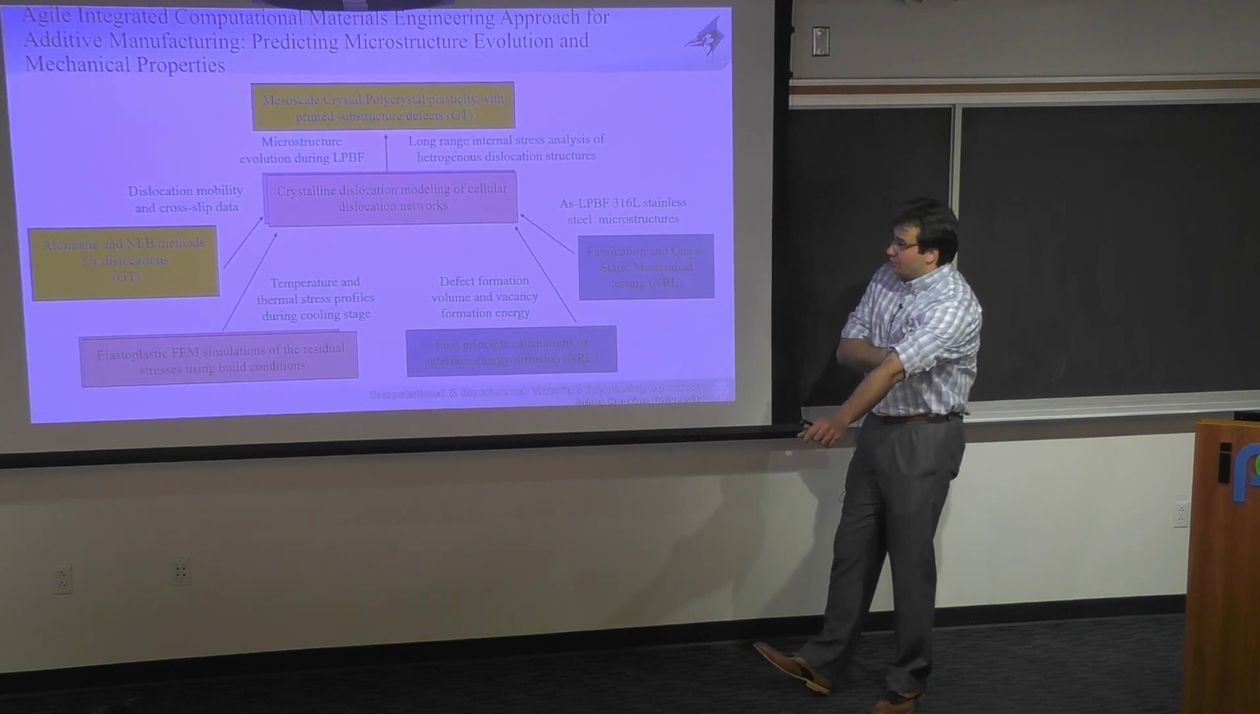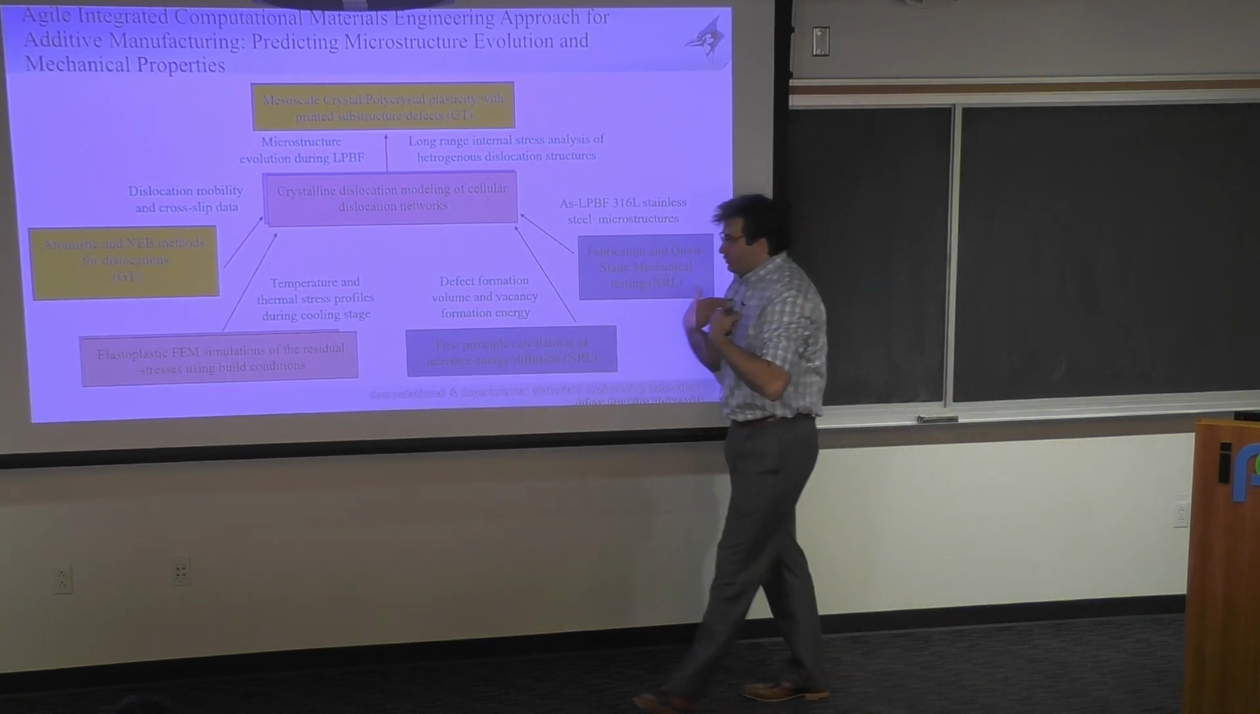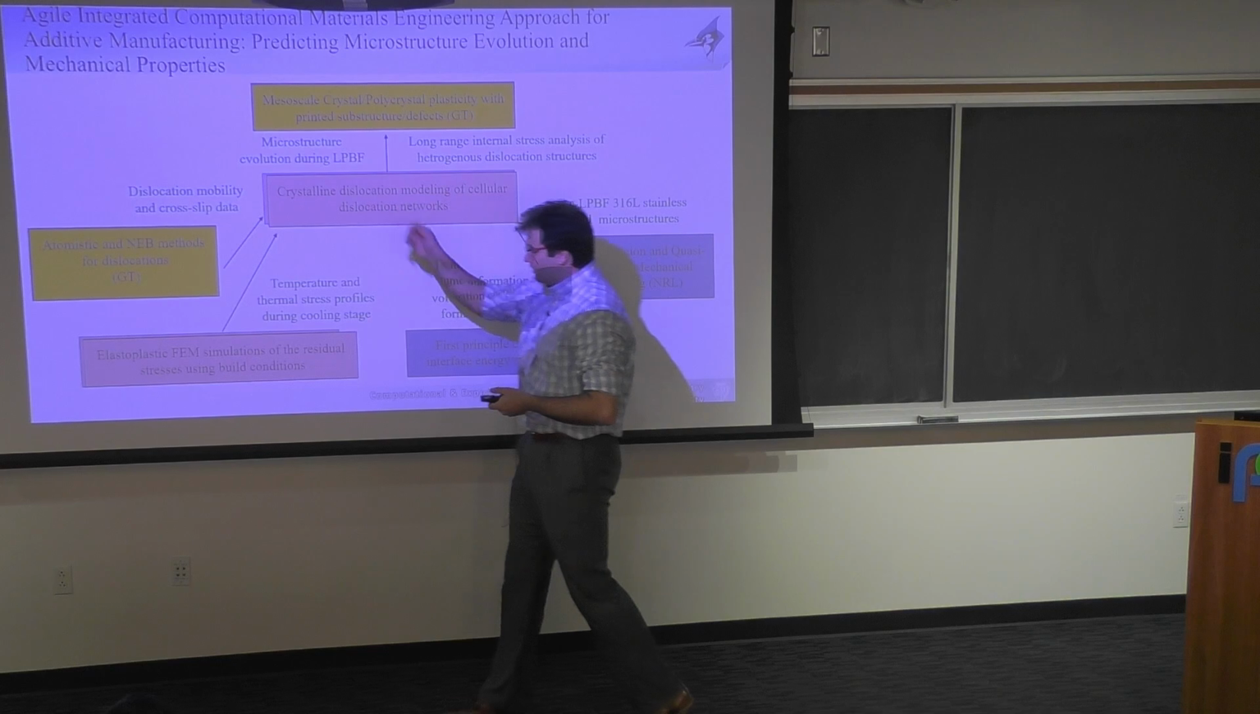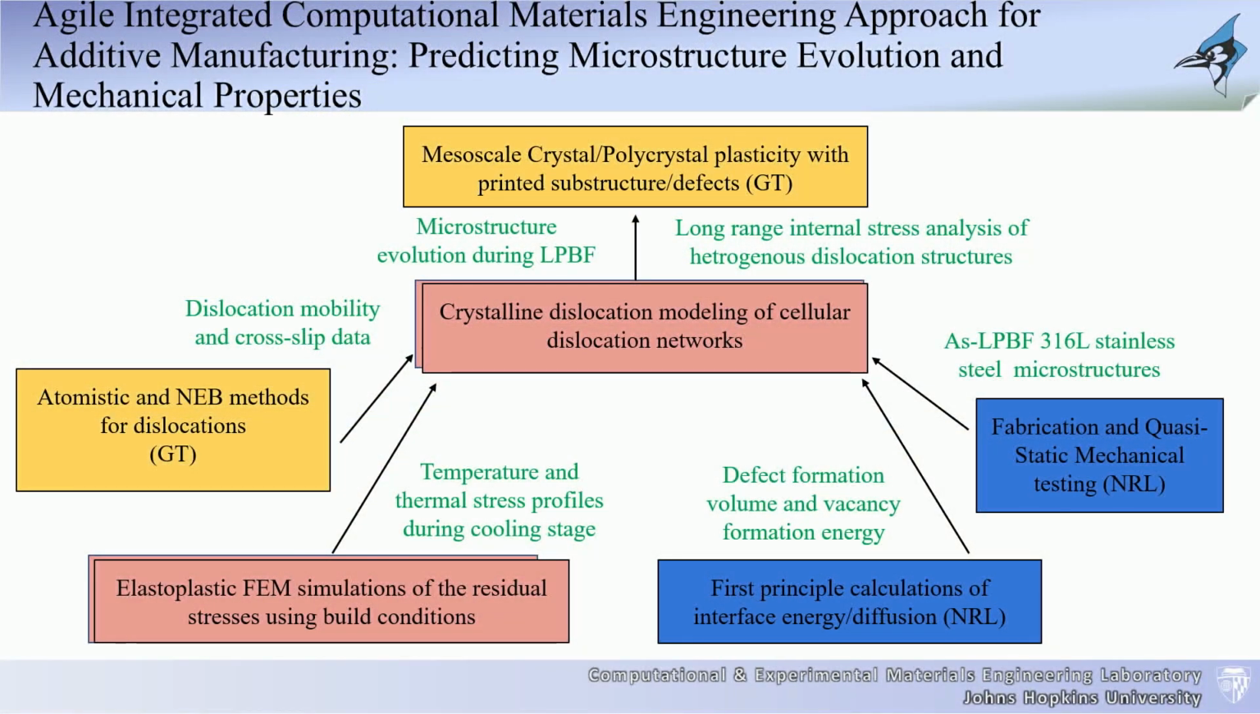Okay, so what are we doing? What we do in my group is really the pink region here. So what we want to do is understand the crystal dislocations and how they evolve. So we want to model the cellular dislocation networks and how they're evolving during the cool down. But to be able to do that, we need a bunch of information. That information comes from experiments, comes from DFT, comes from FEM calculations, and comes from MD simulations. What is that information?